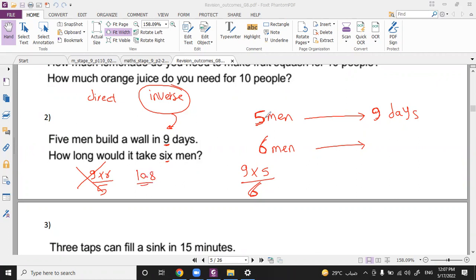So is it logical that 5 men finish the wall in 9 days and 6 men finish the wall in 10.8 days? It's not logical because it's inverse proportion, not direct. So 9 times 5 divided by 6 equals 7.5.